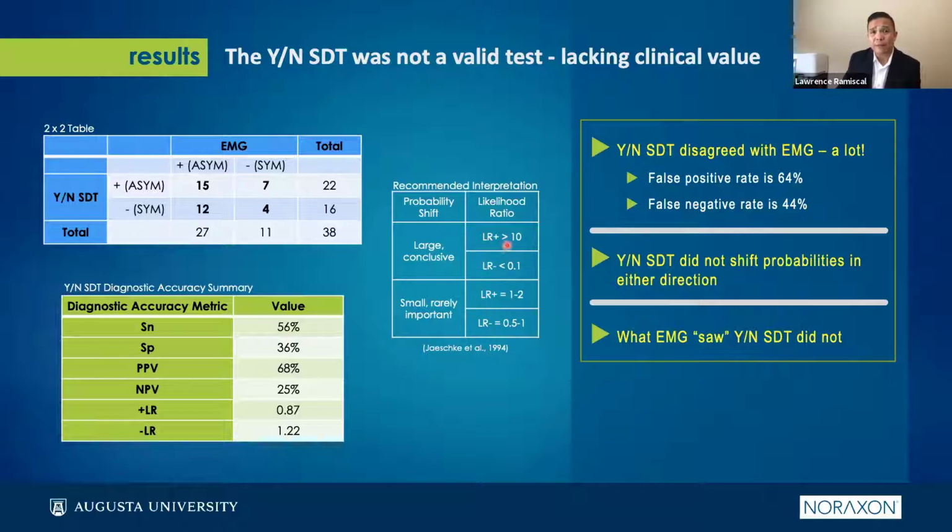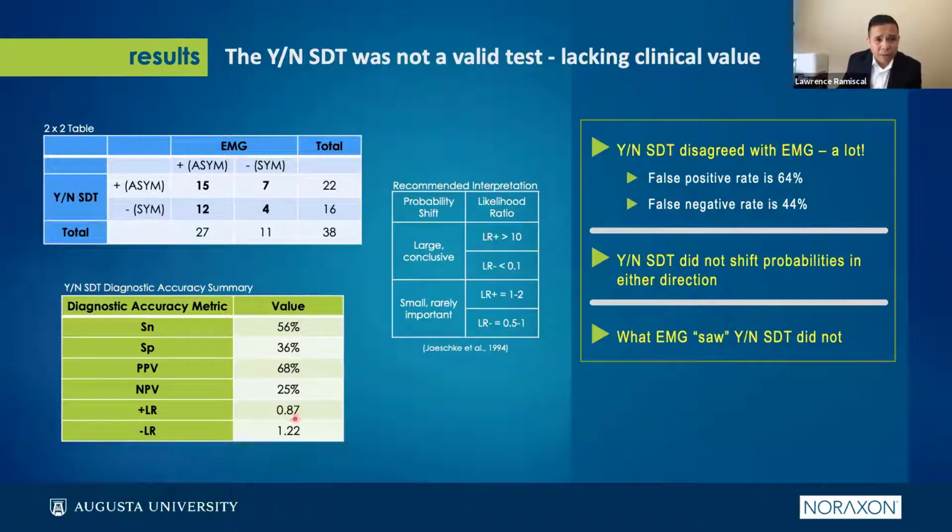likelihood ratio, positive likelihood ratio, meaning that you are confident that they have the condition, anything greater than 10 is large and conclusive. That means the probability from 50% can shift all the way up to 100% if need be. And vice versa, if you're trying to tell the patient that they don't have the problem, your negative likelihood ratio should be less than 0.1. The smallest number that is clinically important is a positive likelihood ratio between 1 and 2, and a negative likelihood ratio between 0.5 and 1.